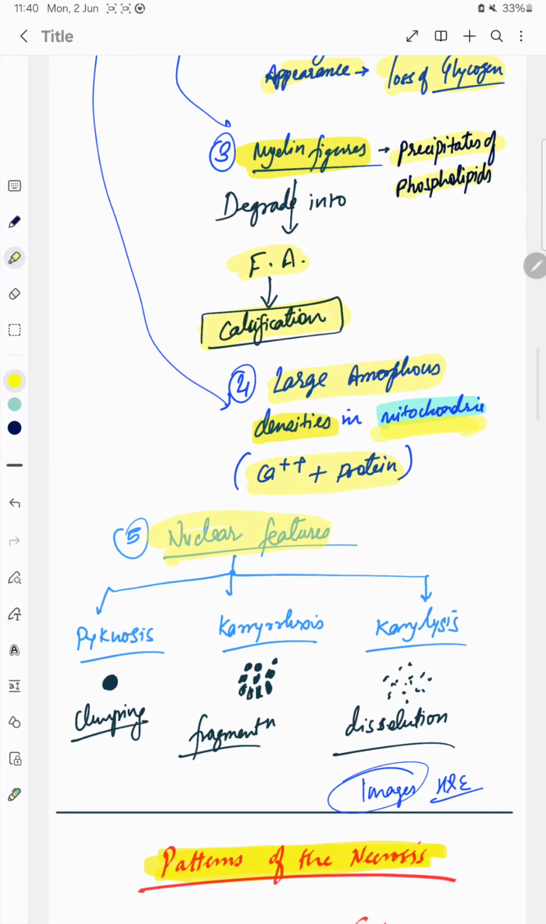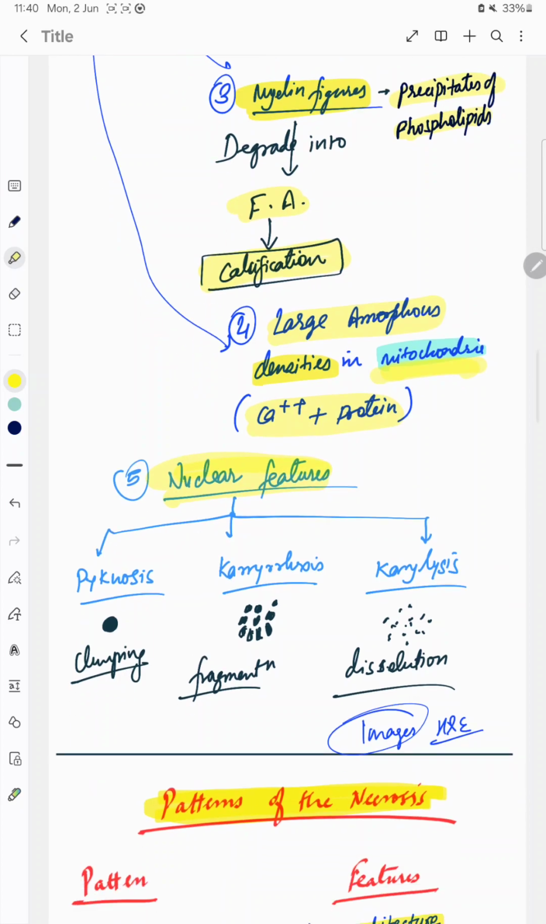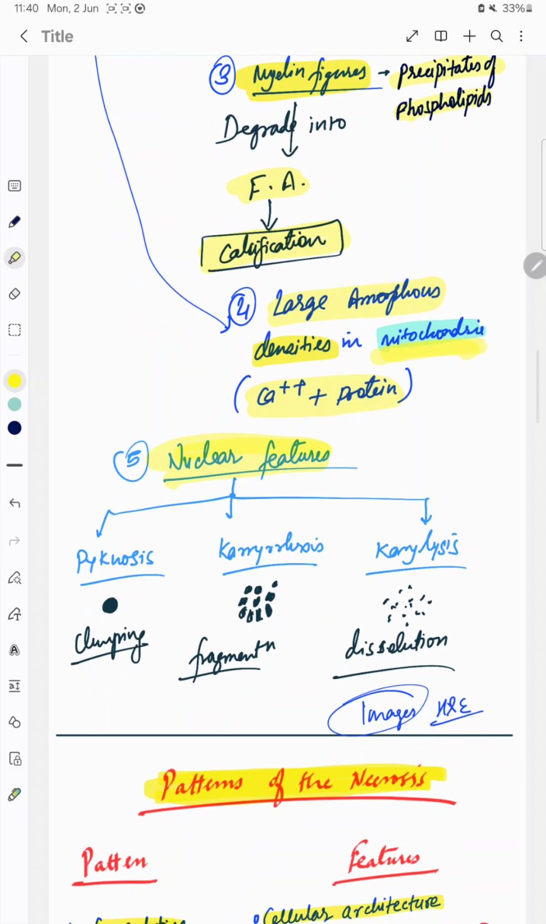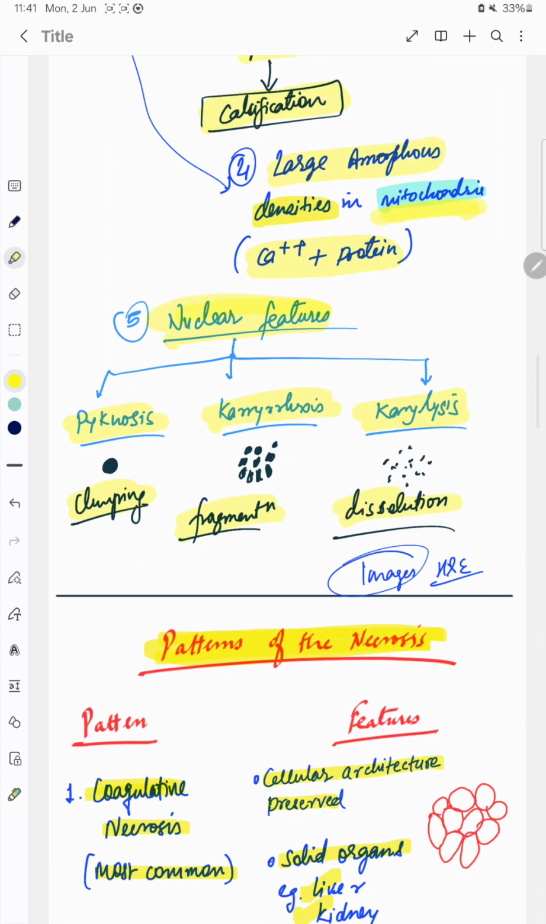Fifth, nuclear features. What are the nuclear features seen in irreversible cell injury? Pyknosis, in which there is clumping of nuclear chromatin. Karyorrhexis, in which there is fragmentation of the chromatin material. And karyolysis, dissolution of the nuclear chromatin.